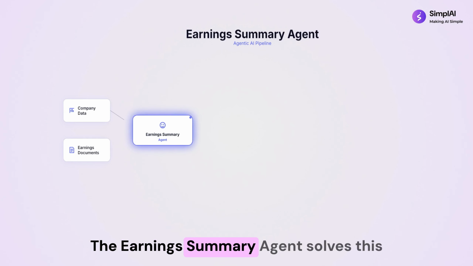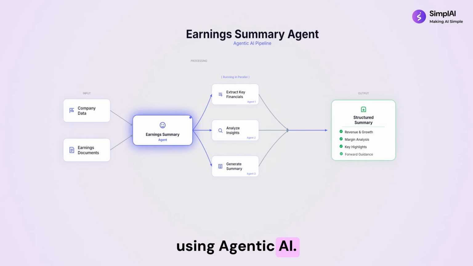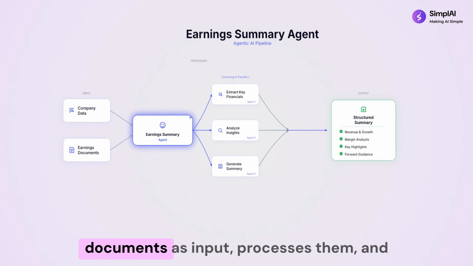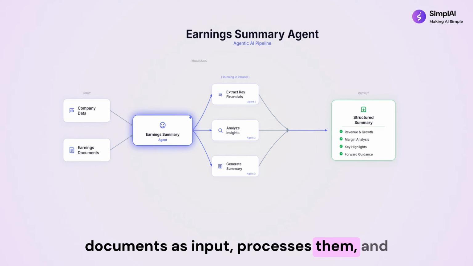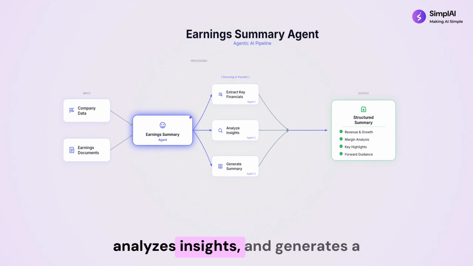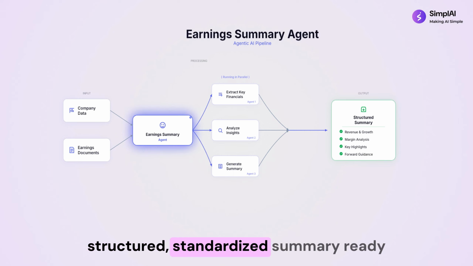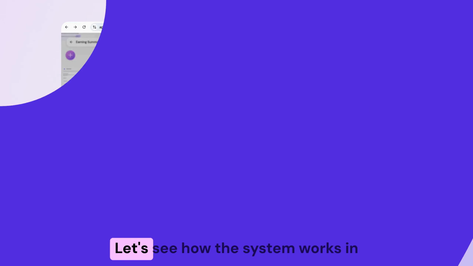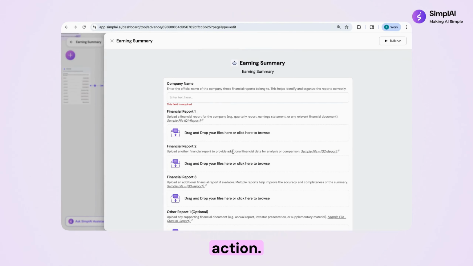The Earnings Summary Agent solves this using Agentic AI. It takes company data and earnings documents as input, processes them, and runs specialized AI agents in parallel. The system extracts key financials, analyzes insights, and generates a structured, standardized summary ready for immediate use. Let's see how the system works in action.